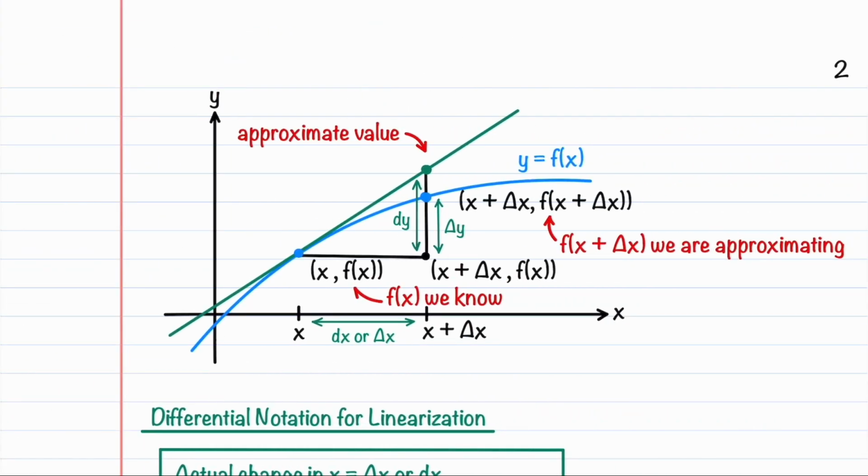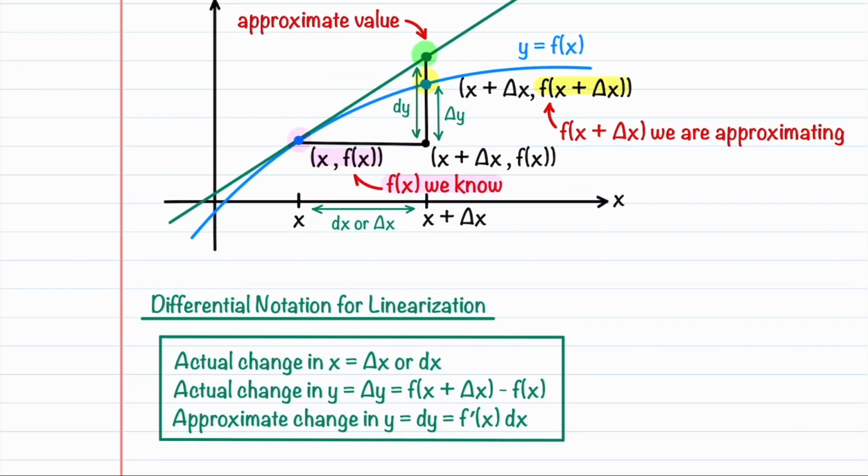When we're working with application problems, oftentimes linearization is best described using differentials. When we use differentials, we need to use a different notation than we did with linearization. With differentials, this point here is going to be notated by x, f of x instead of a, f of a, and that's the function value that we know. This point is the function value that we are approximating, and the approximate value is given up here by this point.